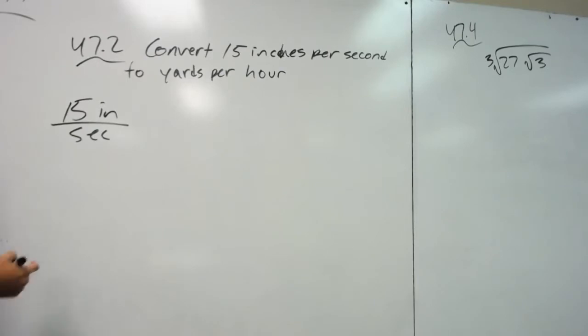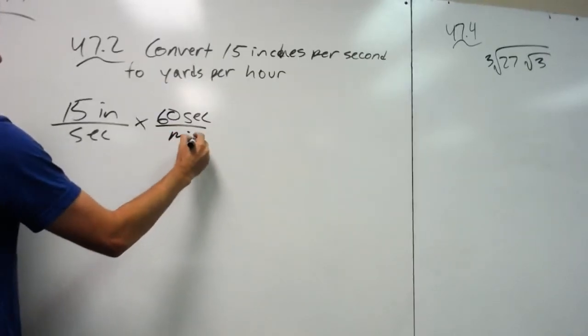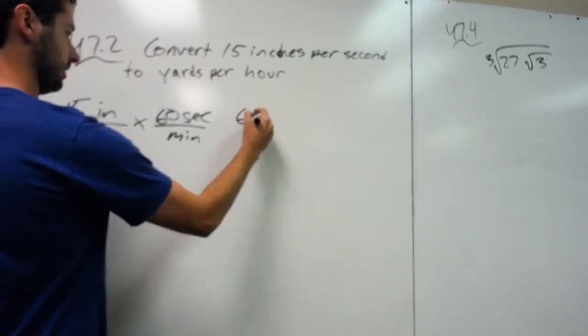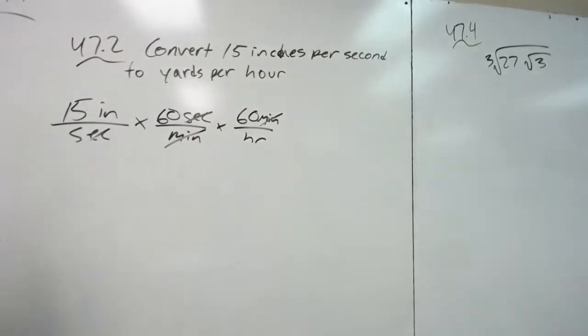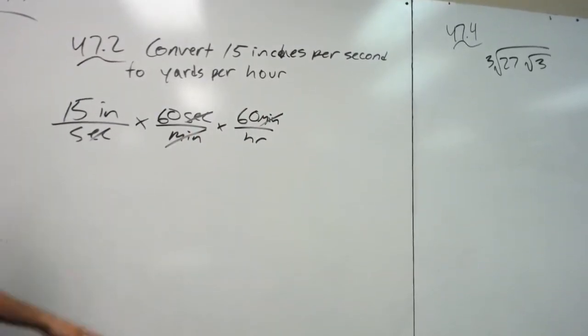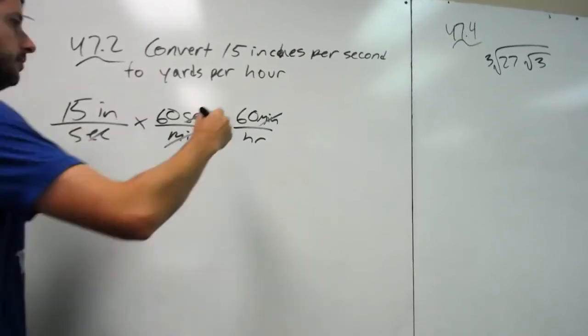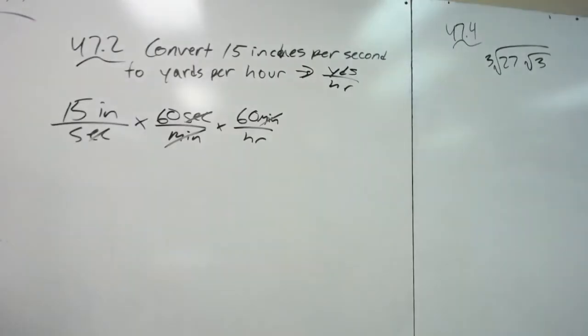So let's go seconds to hours once again, like we did in the last one. 60 seconds in a minute, 60 minutes in an hour. So that's exactly what we did on the last one, so I did that pretty quick. So we're good there. We got hours on the bottom, just like we need. We're going to need yards per hour. So now we got to get inches to yards. Do you know how many inches are in a yard? You may know that it's actually 36.